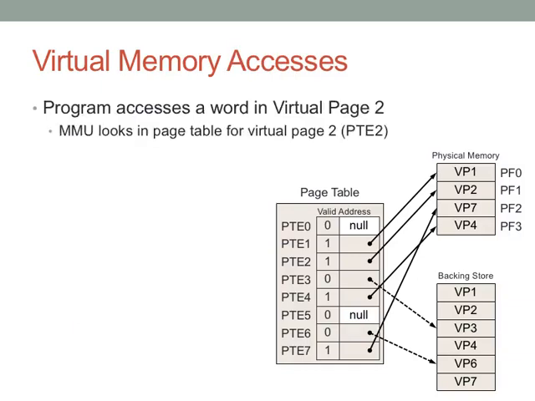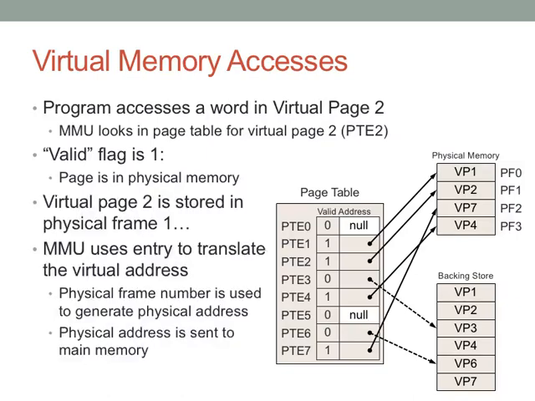Okay, the program accesses a word in virtual page 2. So again, the MMU gets the virtual address, and it looks up in the page table to do the address translation. It sees a valid bit of 1, so it's happy. It does the address translation, sends out the physical address to memory. Everything goes fine. No faults. This is great.